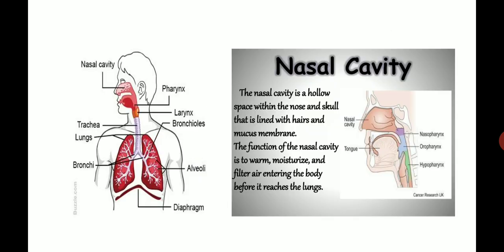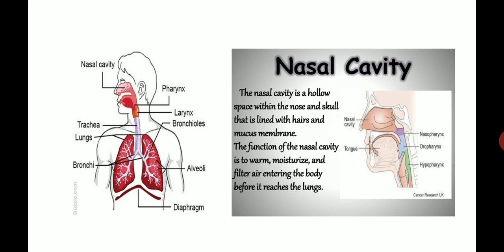Now we are going to understand the structure and function of the different organs that are involved in the respiratory system. The respiratory system in humans consists of air passages: the nose, pharynx, larynx, trachea, bronchi, and the lungs.